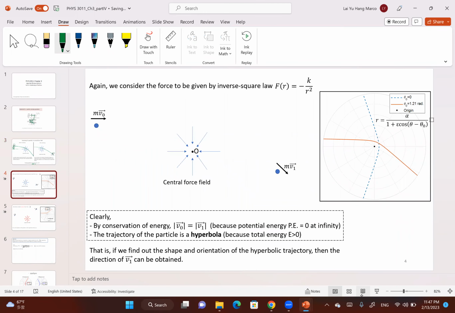So here I draw the entire picture again. First of all, even without detailed calculation, we know that the magnitude of V0 and the magnitude of V1 has to be the same. Because in both cases, the particle is at infinite distance away from the central force field. So that means that the potential energy are zero in both cases, and by conservation of energy, the magnitude of V0 has to be the same as the magnitude of V1.